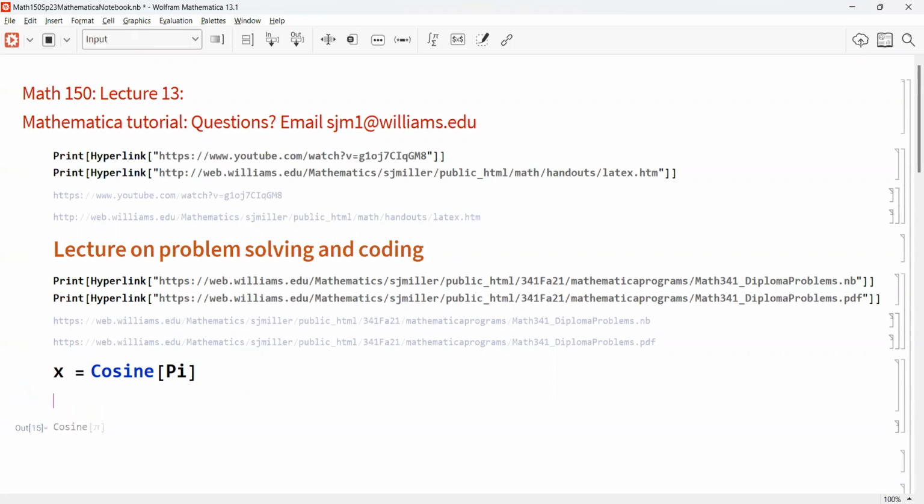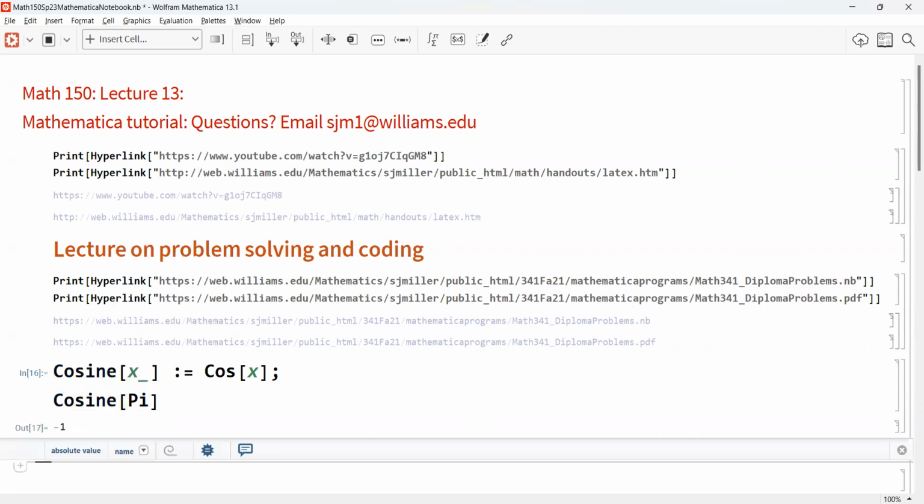Now, what I could do is define a function cosine, and then we do x underscore. So that's going to be my variable. And I will define that to be cosine of x. And now if I do cosine of pi, it will give me -1 because I've now defined a new function to be cosine.